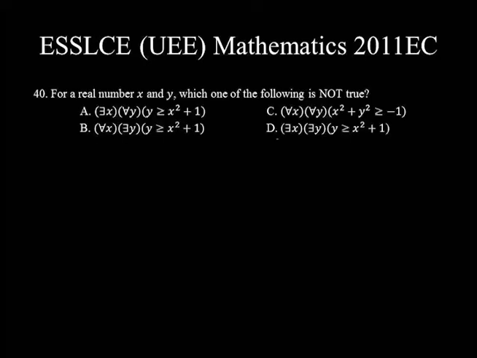This is the 11th series of research mathematics containing question number 40 to question number 52 of the year 2011 Ethiopian calendar. Question number 40. For real numbers x and y, which one of the following is not true?